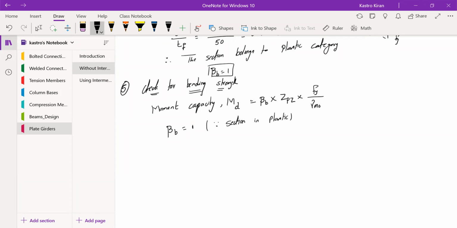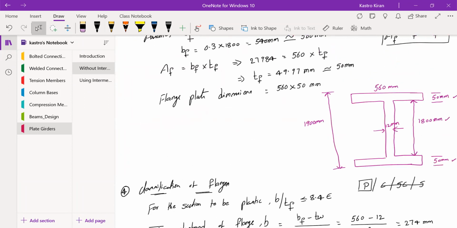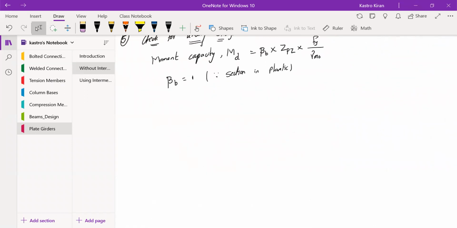Now the question is, how will you find out the value of ZPZ? Here, you know the dimensions of the I section, but you might not find the same dimensions in the steel tables book for an I section. Since it is impossible to find the value of ZPZ for these particular values, that is 560, 1800, 12, and 50, you don't find the values in the steel tables book. So you have to solve manually to find out the value of ZPZ, that is plastic section modulus.